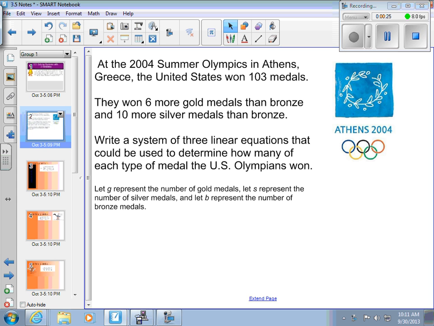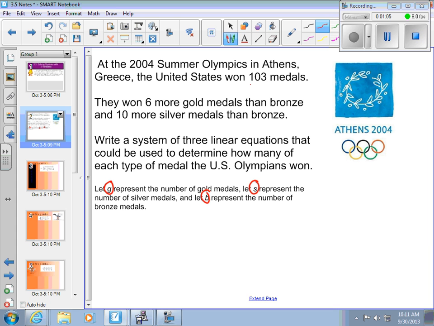The first one that we're going to look at after that review problem is about this Summer Olympics problem in Athens, Greece. The United States won a total of 103 medals. They won 6 more gold medals than bronze and 10 more silver medals than bronze. They want us to write a system of 3 linear equations that could be used to determine how many of each type, gold, silver, and bronze, that the U.S. won. When we're doing this, they also say let's use G to represent gold, S to represent silver, and B to represent bronze.